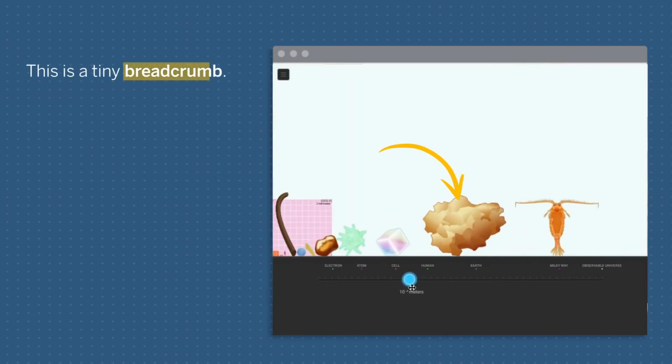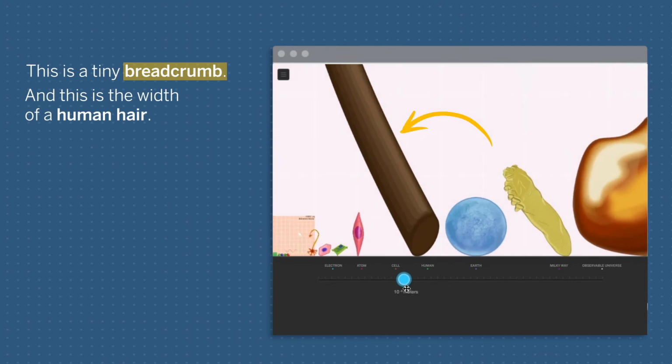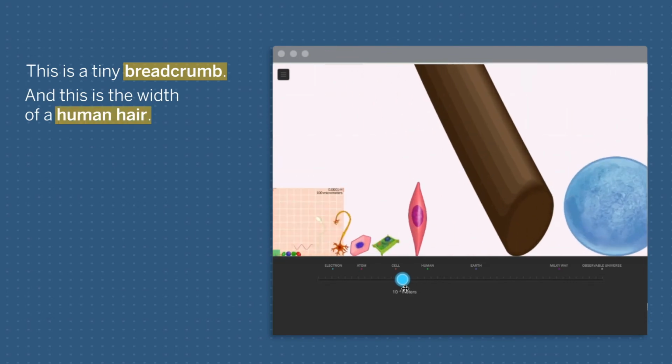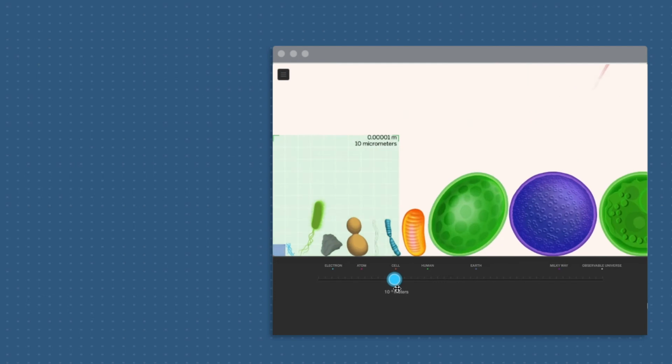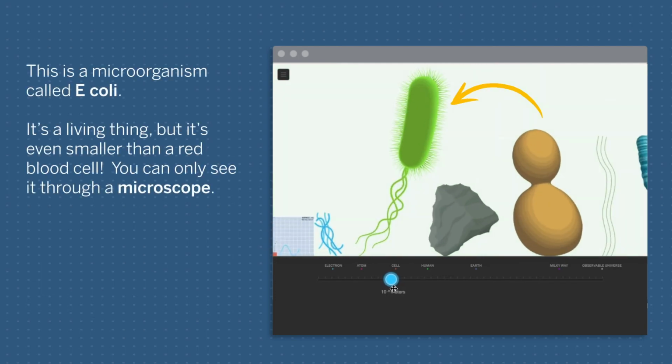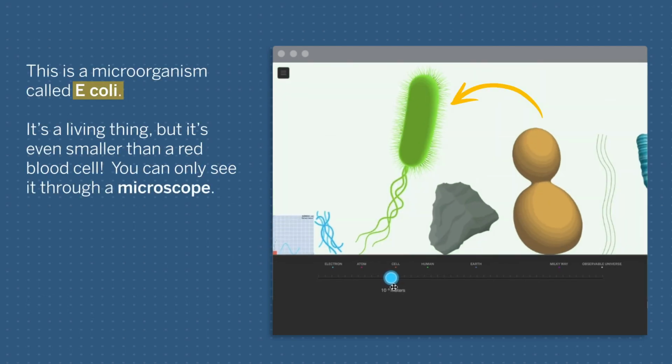This is a tiny breadcrumb, and this is the width of a human hair. A red blood cell is too small to see with our eyes. This is a microorganism called E. coli. It's a living thing, but it's even smaller than a red blood cell. You can only see it through a microscope.